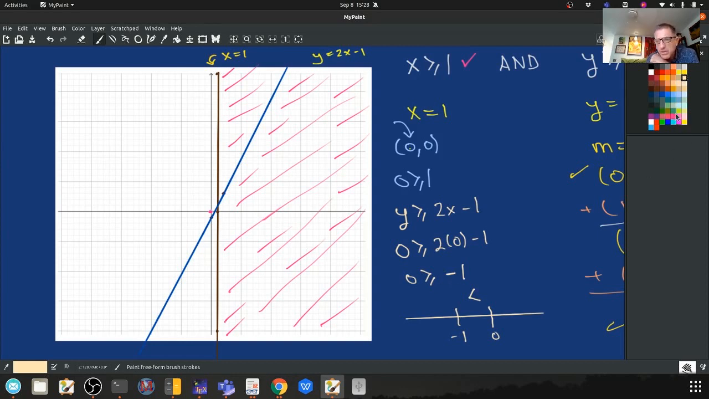So now using a different color, too many, I have choice paralysis, too many colors to choose from. Now I'm looking at this side here. So what I do is, it's on this side. So the test point made it true. So I put these here, or maybe dots, I don't know.